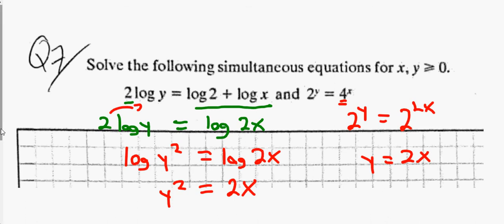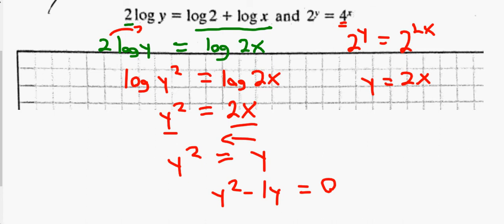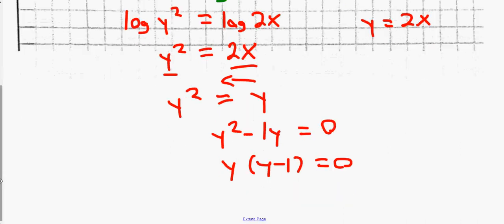Now, what can we say y squared equals then? Y squared equals 2x. Everybody agree with that? If y squared equals 2x and y equals 2x, this means y squared equals y. Bring over the y, or the 1y. Factorize it, what do we get? And then our answer? Y equals 1 and y equals 0.